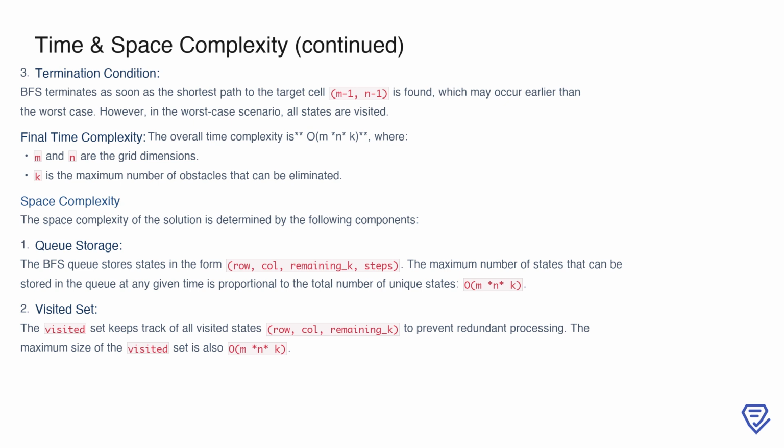O(m*n*k). Turning now to space complexity, the primary contributors are the BFS queue and the visited set. The BFS queue stores states in the form of row, col, remaining_k, steps, with its size proportional to the total number of unique states, which is m*n*k. Similarly, the visited set keeps track of all previously processed states to avoid redundant exploration. Its maximum size is also m*n*k. Together, these dominate the space usage of the algorithm.